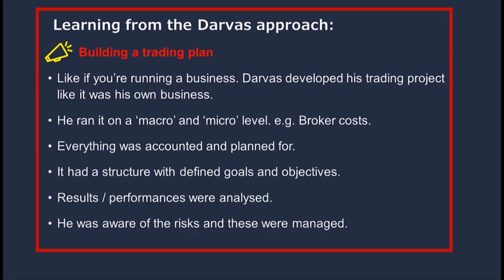He knew how to build a trading plan. It's like if you're running a business, you wouldn't go to your bank manager for a loan without any evidence and information on why you would succeed. It was the same for Darvas. He built his trading project like he was running his own business. He ran it at a macro and micro level, even down to the costs of the brokers. Everything was accounted and planned for. It was structured, defined, it had goals and objectives. And he analysed those results and performances that he obtained so he could see how to improve. And he was aware of the risks involved, and they were also managed out of the equation, also very important.